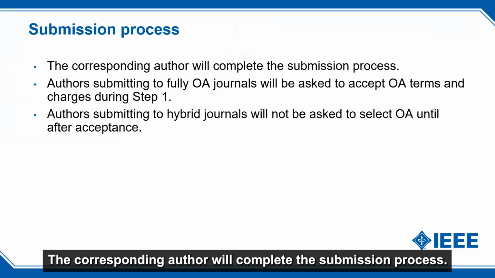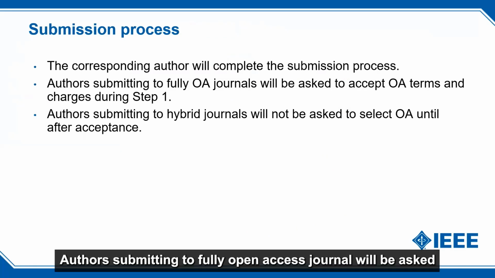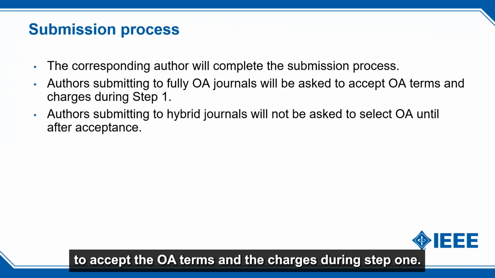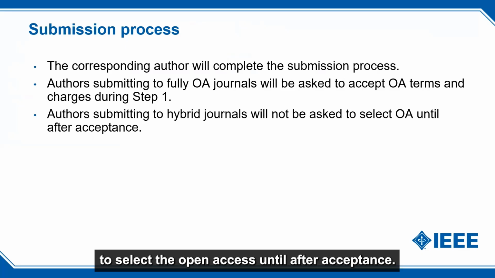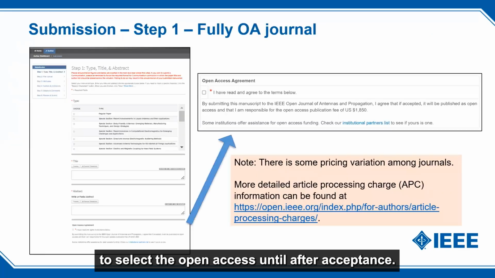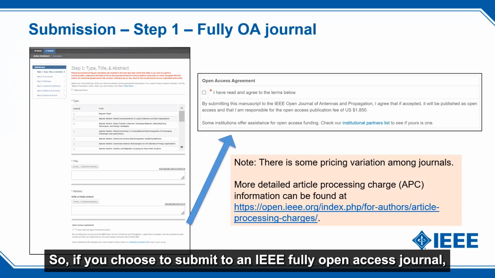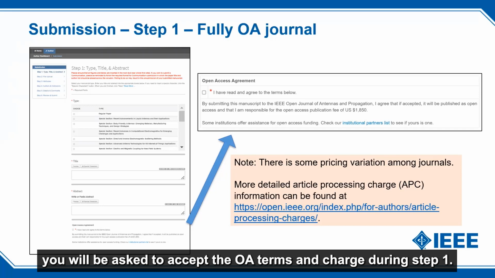The corresponding author will complete the submission process. Authors submitting to a fully open access journal will be asked to accept OA terms and charge during step 1. And authors submitting to a hybrid journal will not be asked to select open access until after acceptance. So if you choose to submit to an IEEE fully open access journal, you will be asked to accept OA terms and charge during step 1.